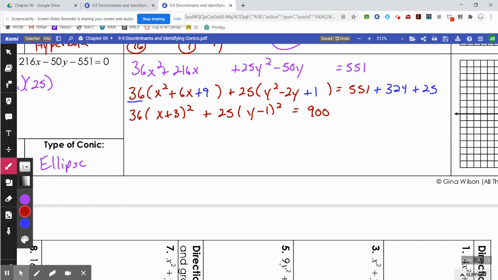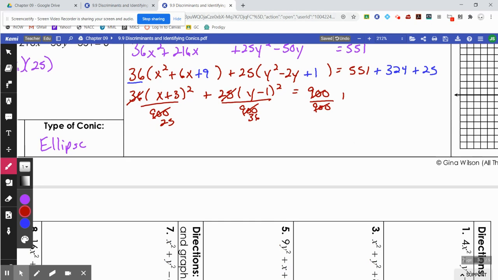So now, since this is an ellipse, let's take every term and divide them all by 900 to get it in standard form. 36 and 900 reduces to a 1 and a 25. 25 and 900 reduces to a 1 and a 36, and this reduces to just a 1. So my ellipse is going to be x plus 3 squared over 25 plus y minus 1 squared over 36 is equal to 1. So therefore, there's your ellipse.